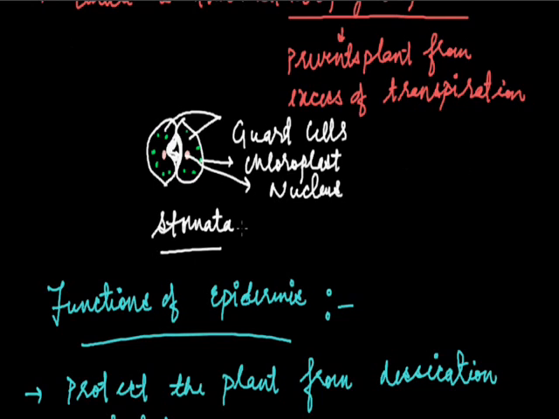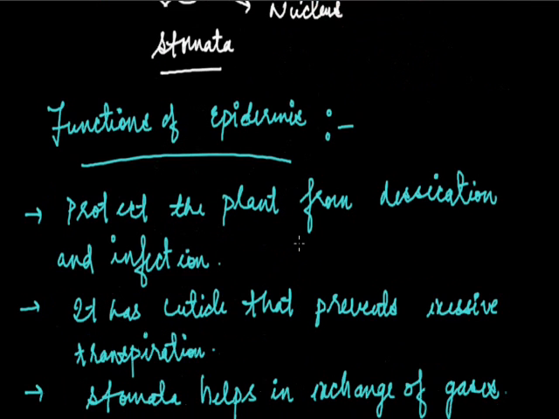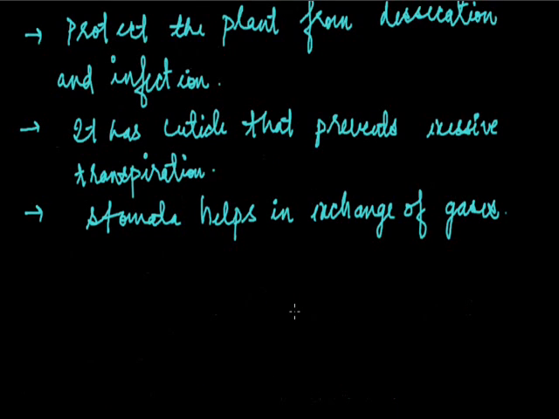Now this epidermis is not continuous. This epidermis is interrupted in some places by the stomata. What are stomata? These stomata have guard cells that help in the exchange of gases from the plant. Now coming to the functions of the epidermis. It protects the plant from desiccation and infection. It has cuticle that prevents excessive transpiration, and it has stomata that help in the exchange of gases. Now this was the protective simple permanent tissue, epidermis.